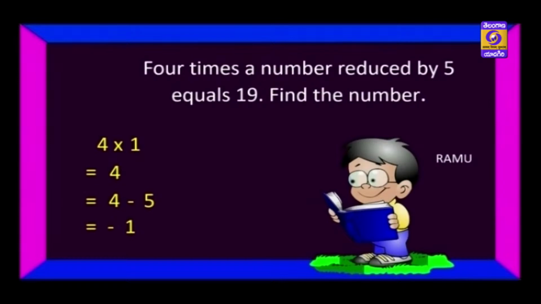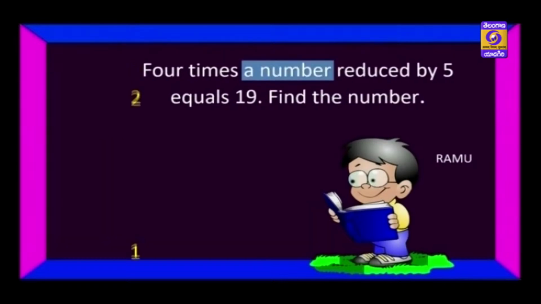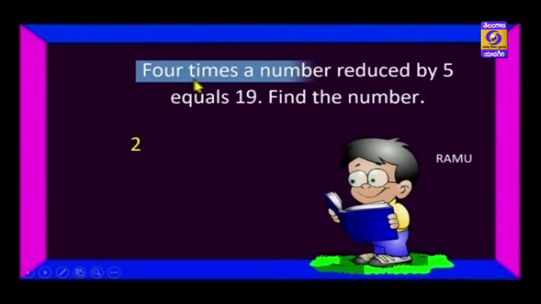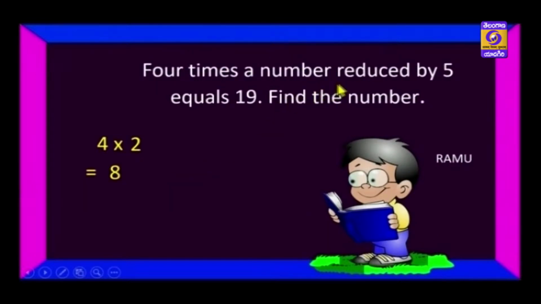Later he changed his guess, he changed the number, he took now 2. Again he did the same process following the instructions in the question. The first instruction was 4 times a number. So he multiplied this 2 with 4. Thus he got the answer 8. Later what is given in the question? This result should be reduced by 5. So he subtracted 5 from 8. Thus he got the answer 3. But we know what the answer in the question is. It should be 19. Again Ramu's guess has gone wrong.